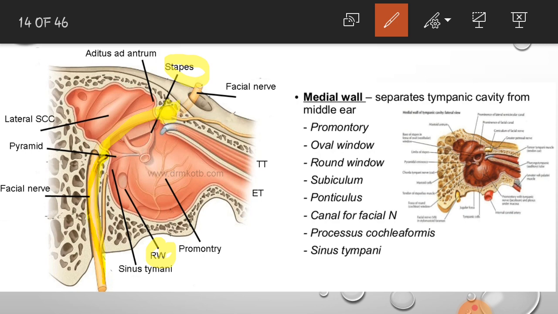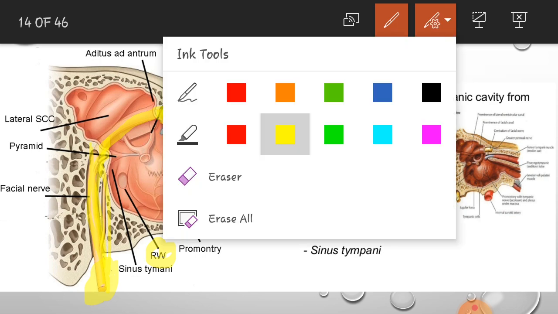Here you can see the passage of the facial nerve in the posterior wall of the tympanic cavity, and it emerges here at the stylomastoid foramen to give its branches for the muscles of facial expression, right? So in the medial wall we see the bony canal for the facial nerve. Then there is the processus cochleariformis.